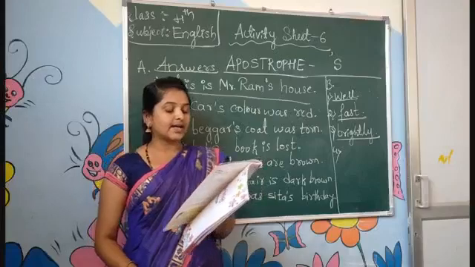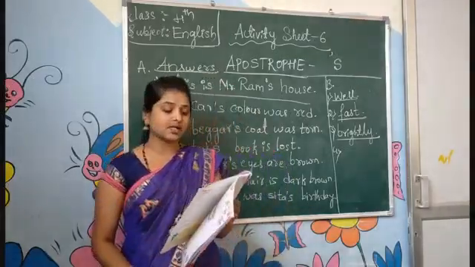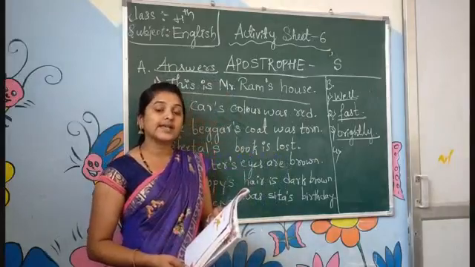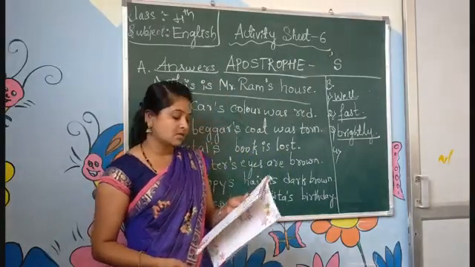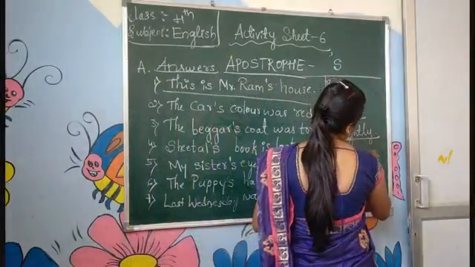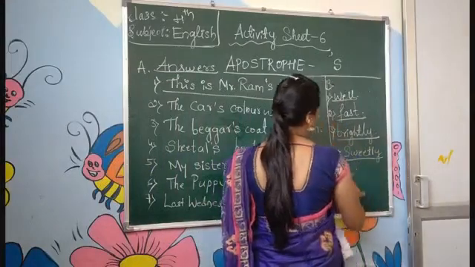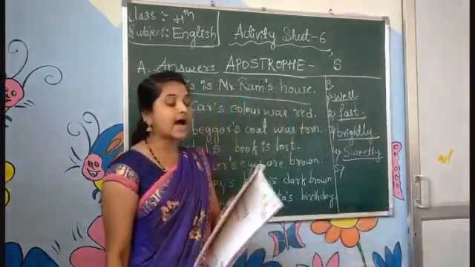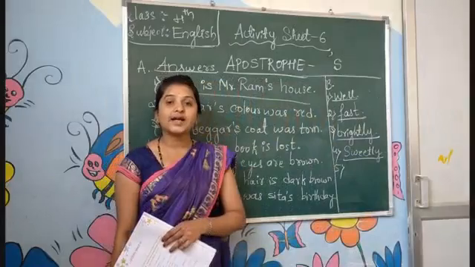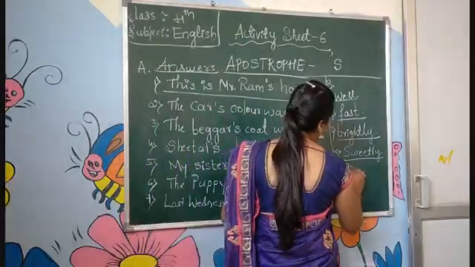A nightingale sings. How does the nightingale sing? Sweetly. A nightingale sings sweetly. Fifth one. Priya danced. How did Priya dance? Priya danced gracefully.